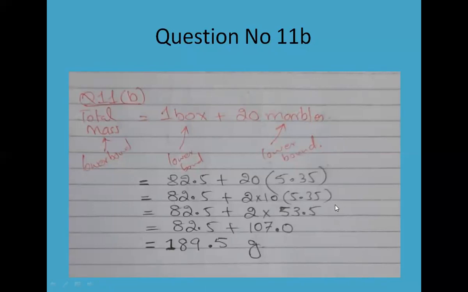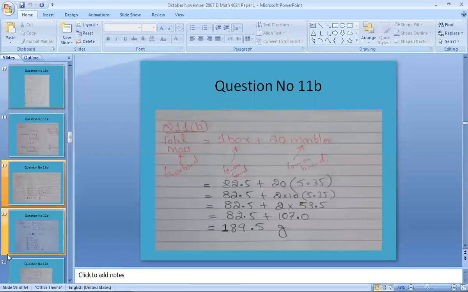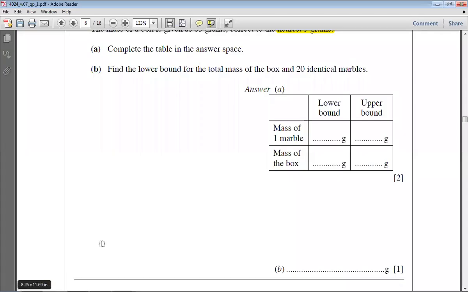Because the calculator is not allowed, I try to show you the tricks by which you can do the calculations easily. So you will have 82.5 plus 2 into 10 multiplied by 5.35. It becomes 53.5. So 82.5 plus 2 multiplied by 53.5. You get 107.0. When you add 82.5 and 107, you get 189.5 grams. So the lower bound for the total mass of one box and 20 marbles will be 189.5 grams. Hopefully you understand. So this is how you do question number 11.